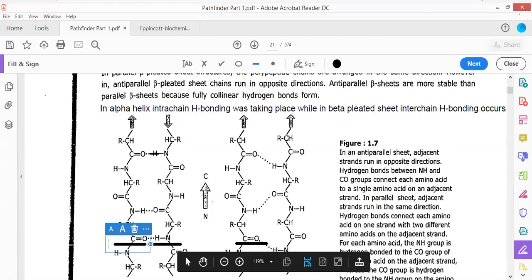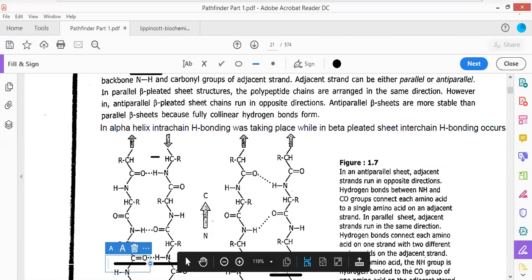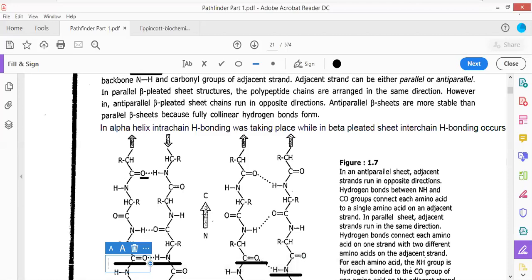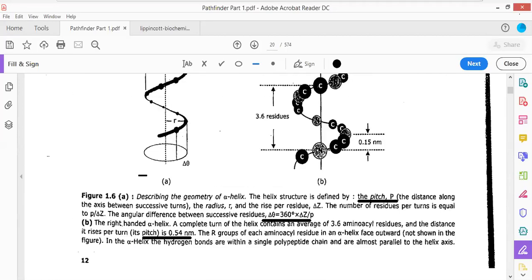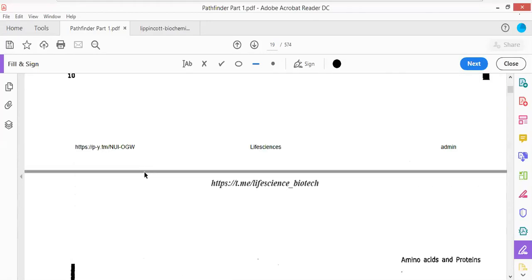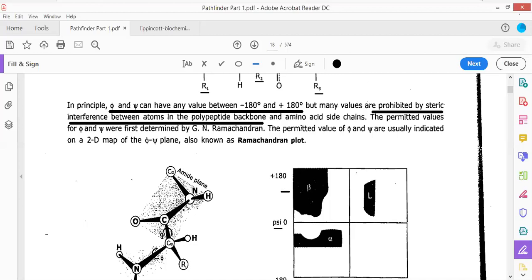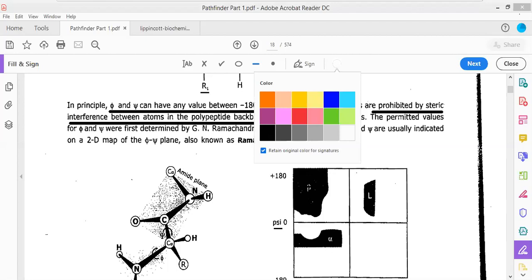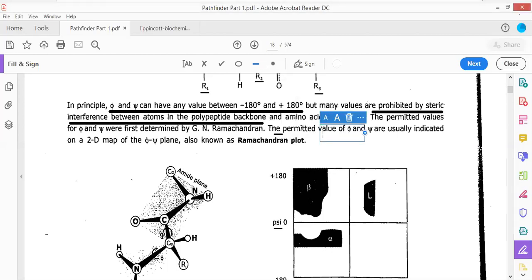Now beta pleated sheet structure can also cause the formation of different types of turns. There are questions asked: which is much more stable, anti-parallel beta pleated sheet or parallel? Anti-parallel beta pleated sheet is much more stable. Look at the Ramachandran plot. What I told you yesterday was that the Ramachandran plot could be divided into two different parts: one the parallel, and another the anti-parallel beta pleated sheet structure.